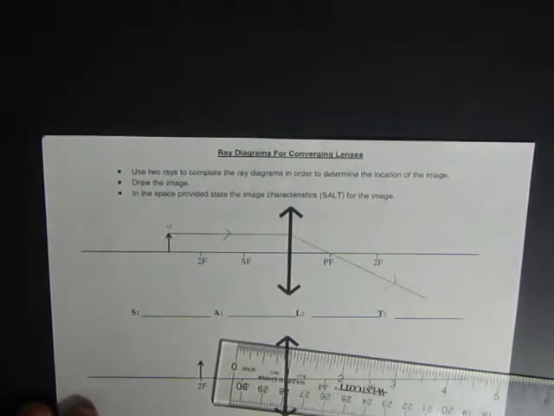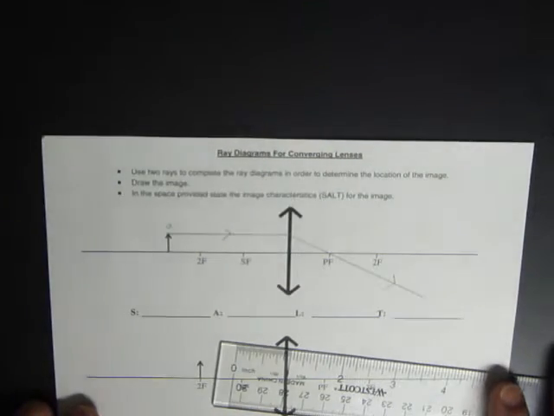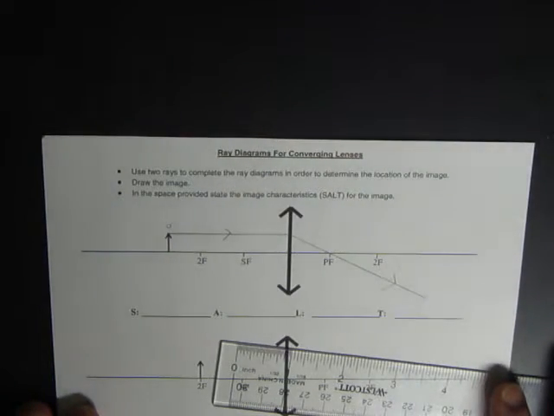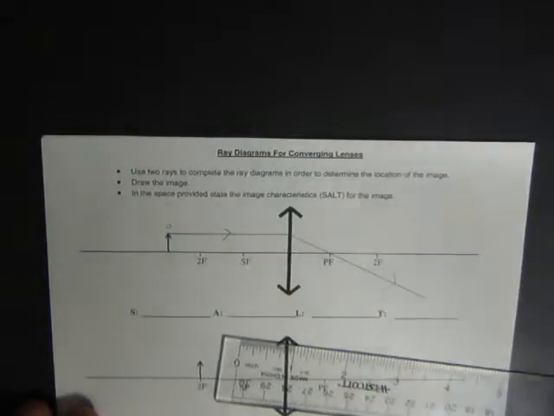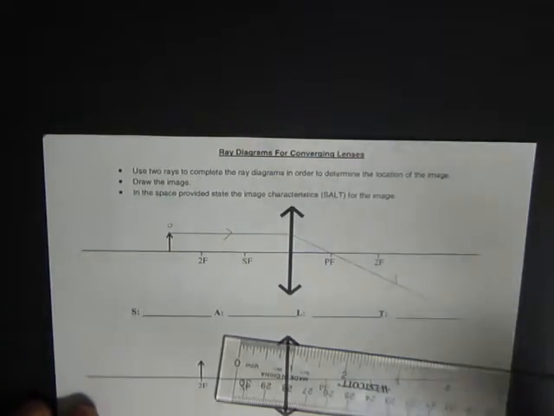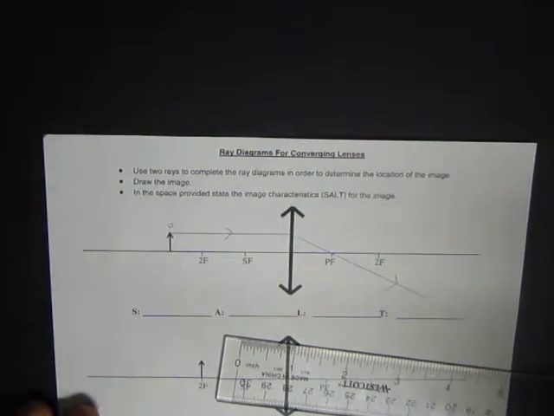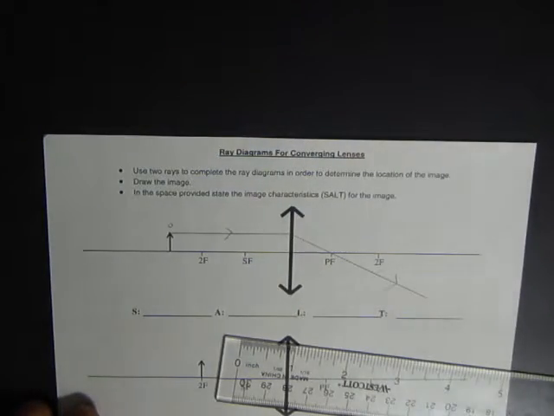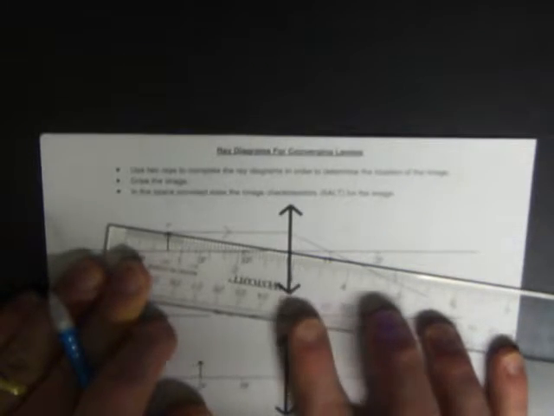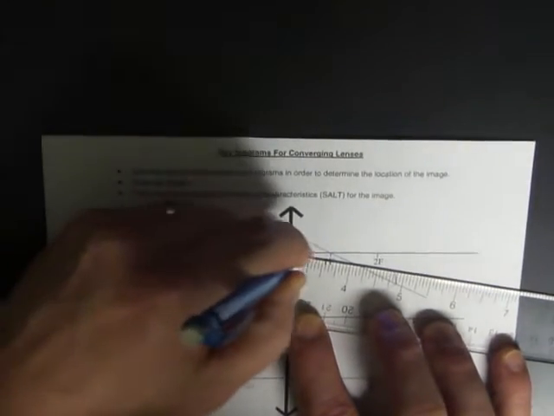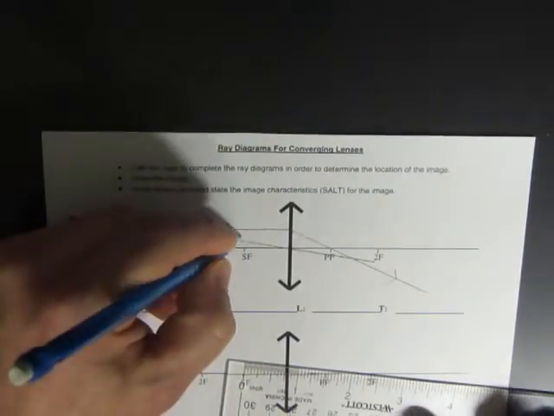Now, my favorite ray for drawing any of these for lenses is the third one. Through the center. Because it's the easiest. You don't have to move your ruler. You don't have to do anything. So I always use the third one as my second one. So let's do that. A ray that goes through the center goes straight on through.